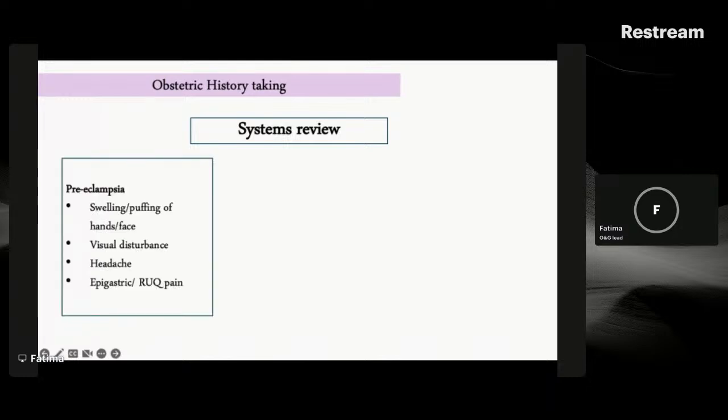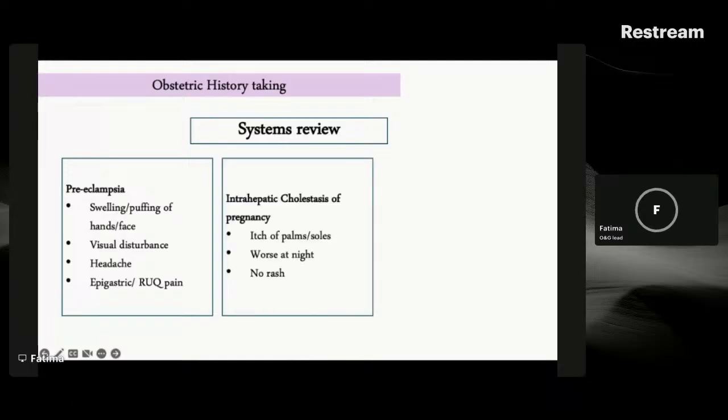For example, in preeclampsia, they would get swelling or puffing of the hands and the face. So you can ask them about any swelling or puffing in the hands and the face, any visual disturbances, any headaches, or any epigastric or right upper quadrant pain. That leads you to think preeclampsia.